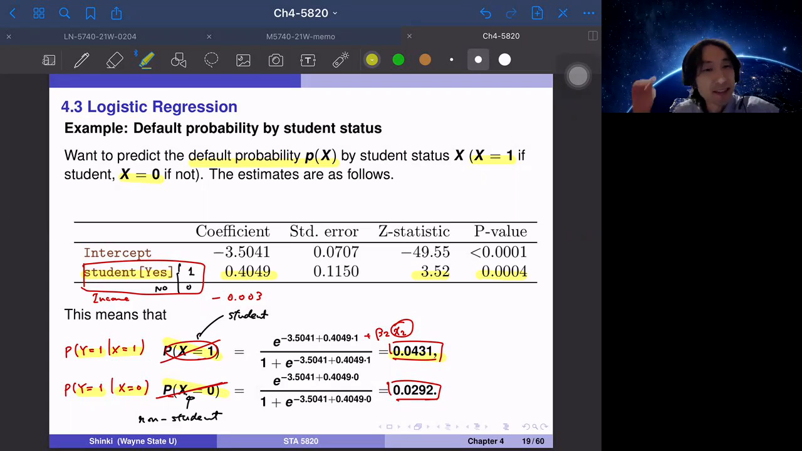Other questions? Yeah, I think that's a good point. So I have to revise the slide. Yes, this is very confusing.